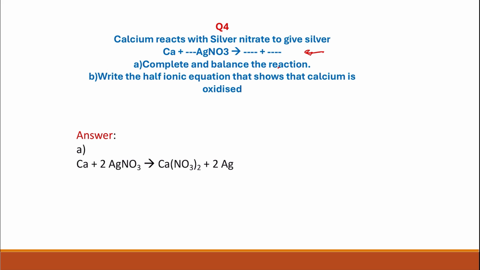Calcium will give you the ion 2 plus because it's a group 2 element, and then silver nitrate as we can see here. So calcium plus 2 silver nitrate will give us calcium nitrate, because nitrate has a charge of minus 1, and 2 silver. So this is the balanced equation. And then we need to write the half ionic equation. So calcium will be oxidized to give you the ion calcium 2 plus and 2 electrons.